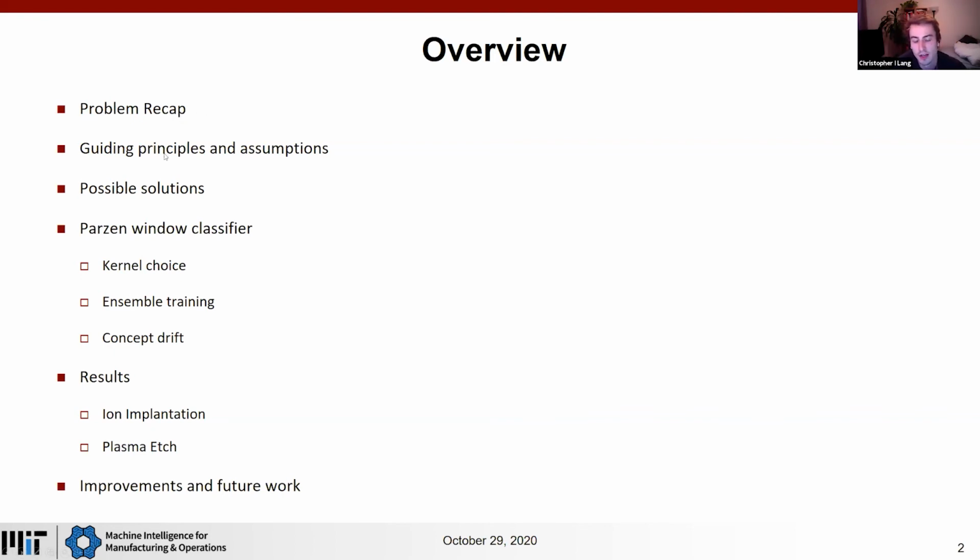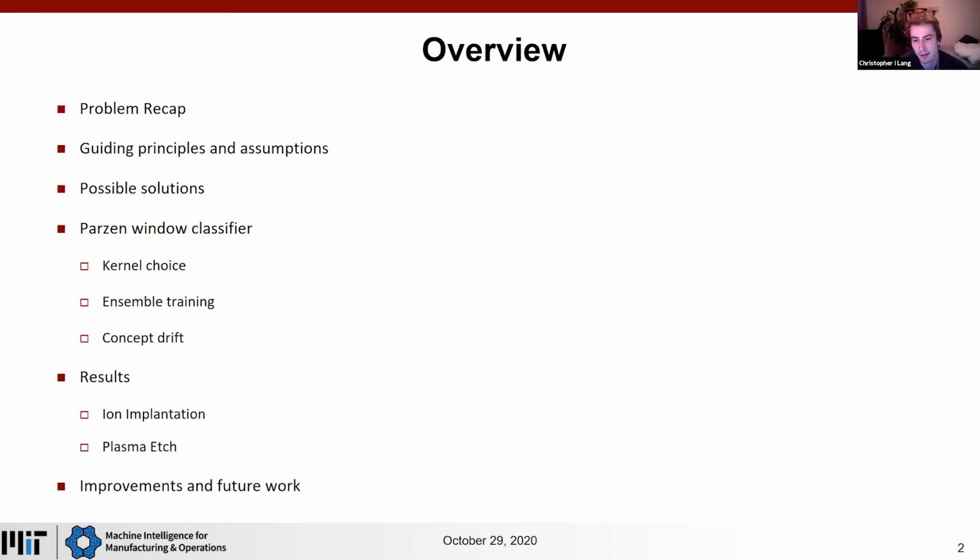After that, I'm going to talk about some of the guiding principles and assumptions that went into deciding a solution to this problem. Then I'm briefly going to touch on some of the other possible solutions which I think could have worked as additional solutions to this problem.